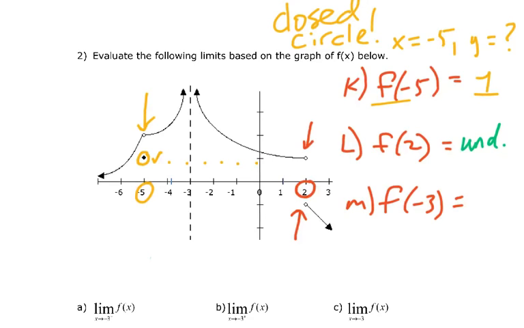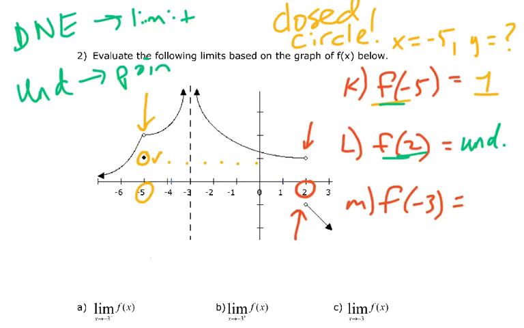Now, if you wrote does not exist there, it's all right, but really you don't talk about a point as not existing. A point like f of 2 is undefined. We talk about how a limit does not exist, but a point is undefined. So any question like this where it's f of something, where you're looking for the point, if it's not there, you should be writing undefined, not does not exist. Does not exist refers to a limit. Undefined refers to a point. Those are two very different things.